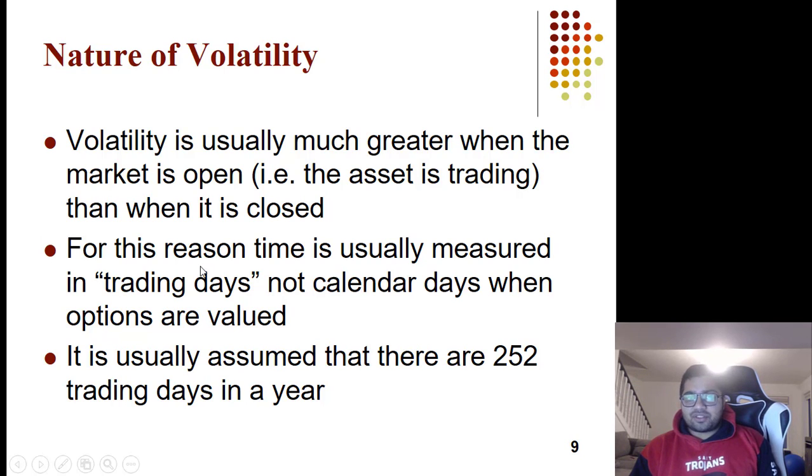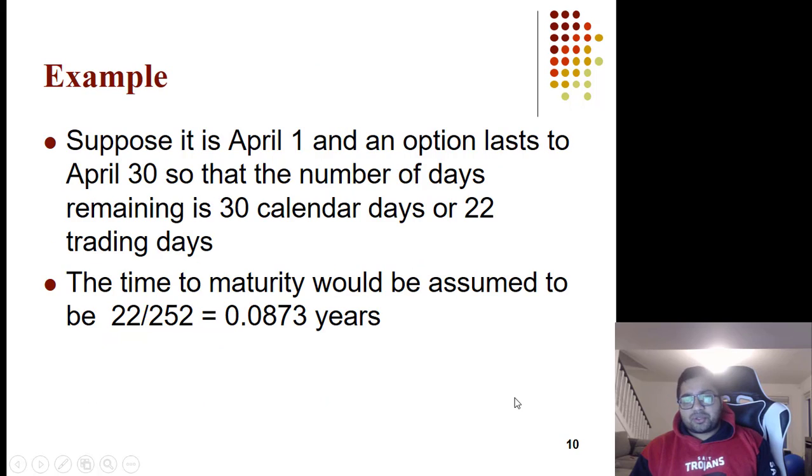For this reason, time is usually measured in trading days, not calendar days, when options are valued. The assumption is there are 252 trading days in a year. So instead of 365, we use 252. Suppose it's 1st April and an option lasts to 30th April. The number of remaining days is 30 calendar or 22 trading. We look at 22 trading, not calendar days. So time to maturity will be 22 divided by 252, not 30 divided by 365.